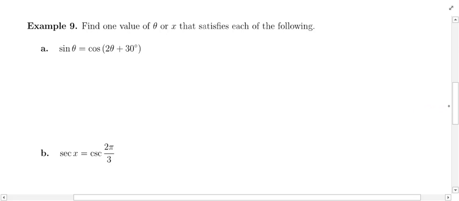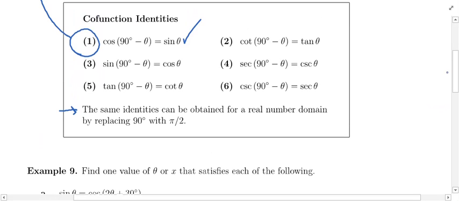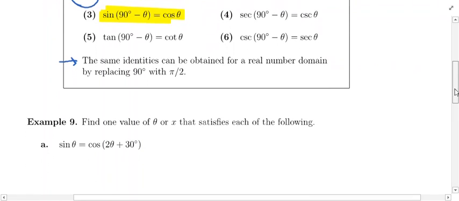Okay, if we go back through these, we're trying to find a formula that relates the sine and the cosine. I see this cofunction identity relates the sine and the cosine, as does this one. So the question becomes, does it matter which one you use? Let's talk about what we have.